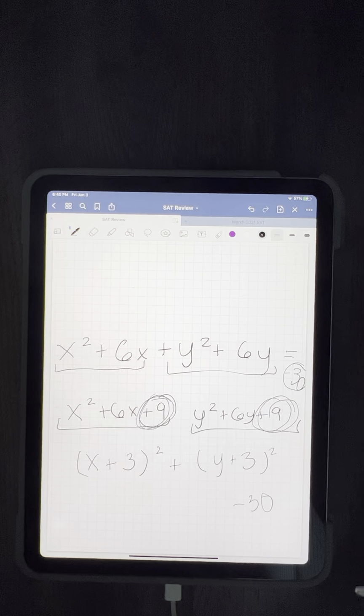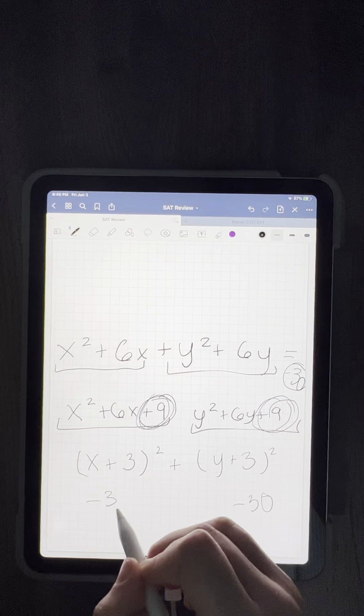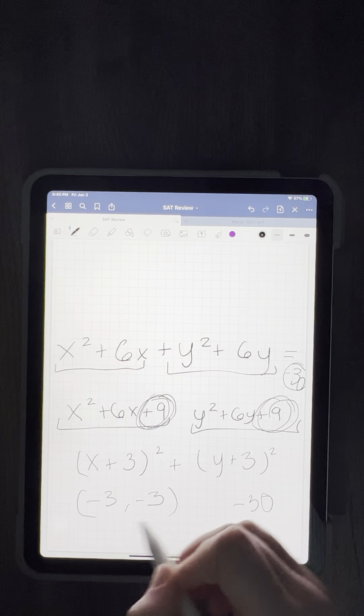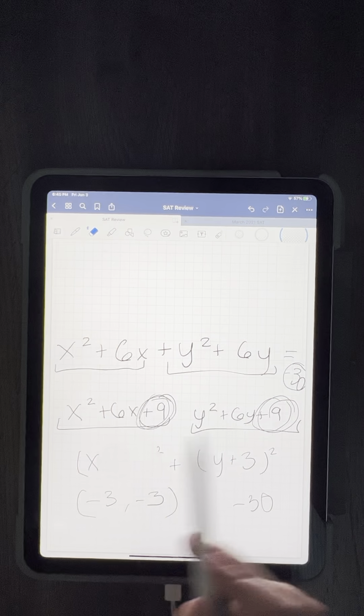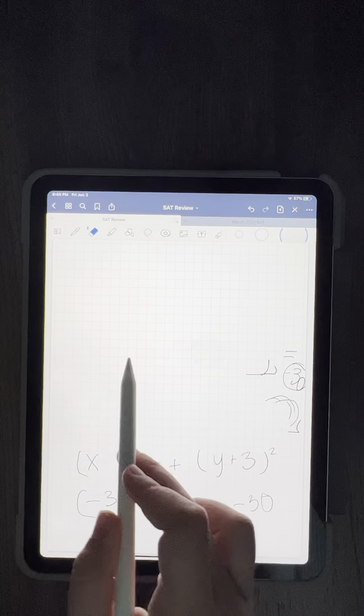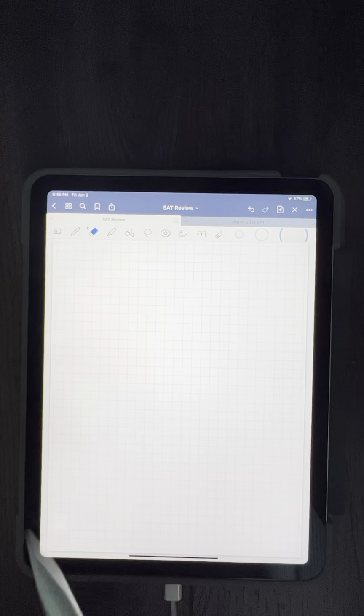But if they do just ask you to find the center, it's going to be, again, negative 3, because when it's plus, it's negative for circles. But yeah, those questions shouldn't trip you up too much. You just need to memorize kind of how it is. But yeah, so you can, what else is there to do?